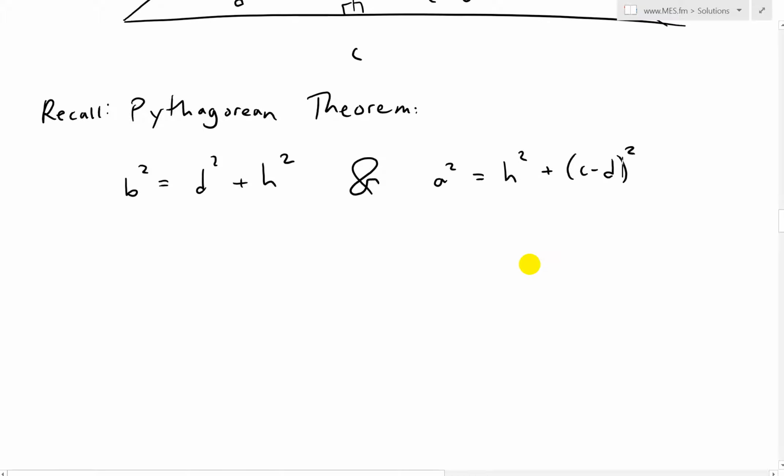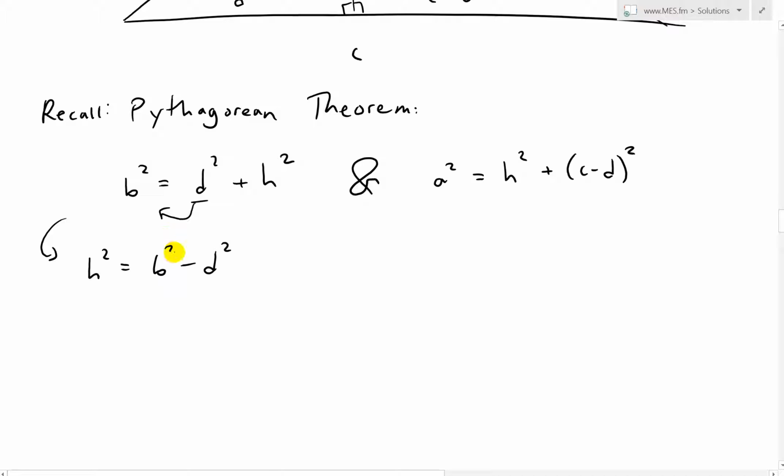Now in this easy formulation right here, we could move this over to this side and end up getting something that looks like this. This is going to be h by itself: h squared equals b squared minus d squared.